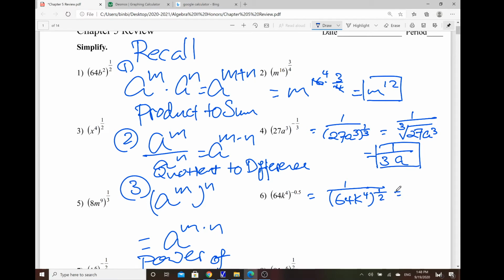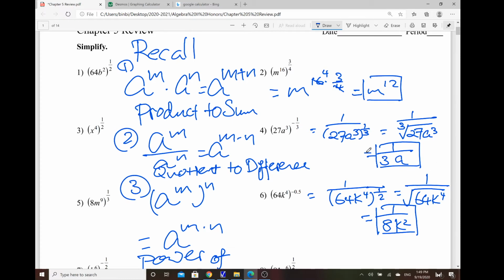Again, exponential form, we can always convert it back to the radical form. So it's 1 over the square root of 64k to the power of 4. So this one is considered 1 over 8k squared. Okay, let me just rewrite it. So this one, it's 1 over the quantity of 8k squared. So again, using the properties of the power distributions, the properties of exponent, product to sum, quotient to difference, negative exponent, all that. Okay, so now let's do another one.